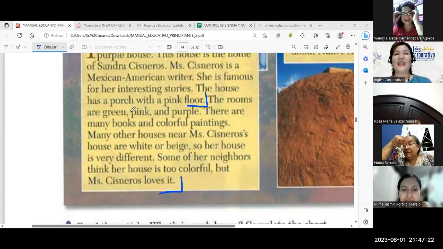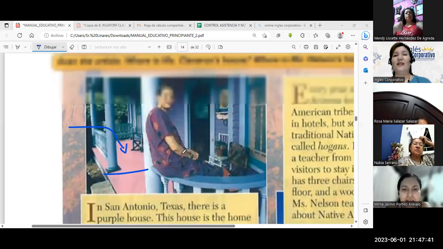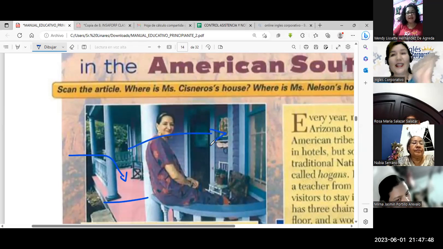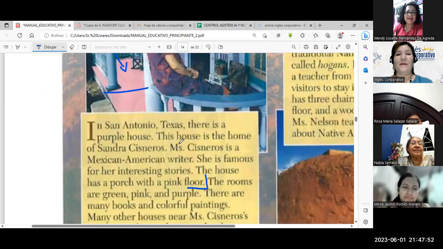The rooms are green, pink, and purple. There are many books and colorful paintings. Many other houses near Mrs. Cisneros' house are white or beige. So her house is very different. Some of her neighbors think her house is too colorful, but Mrs. Cisneros loves it, okay? Imagínense la casa morada, celeste y rosada en medio de las blanquitas y las beige. So it is very colorful.